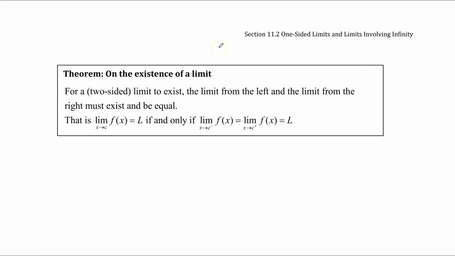Now we say that the limit of a function exists if the left-hand limit and the right-hand limit exist and they are equal. That is, we say that the limit of f of x as x approaches c is equal to L if and only if the limit of that function as x approaches c from the left is equal to the limit of the function as x approaches c from the right, and both of them are equal to L.